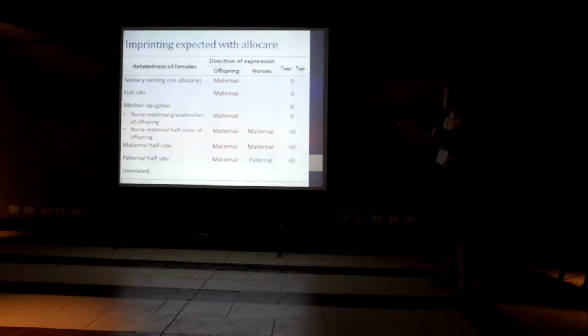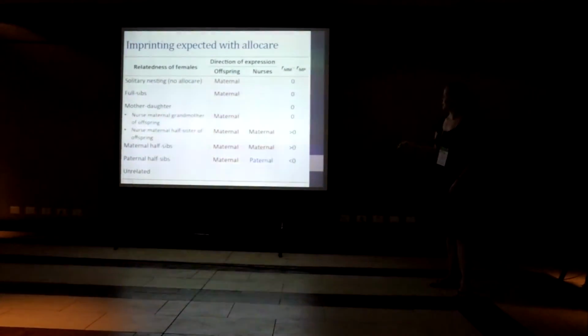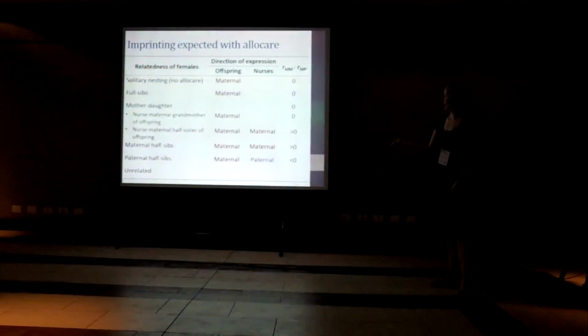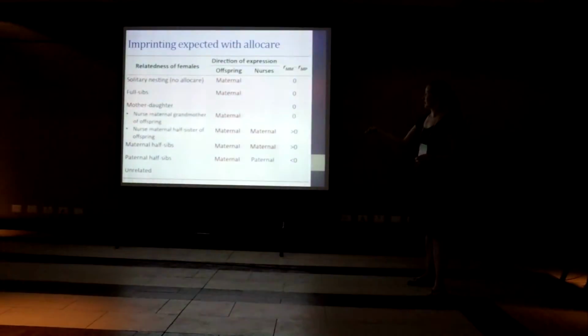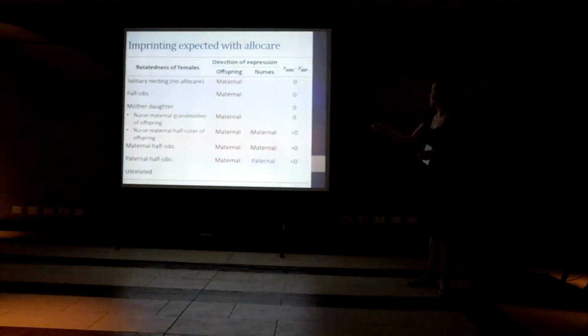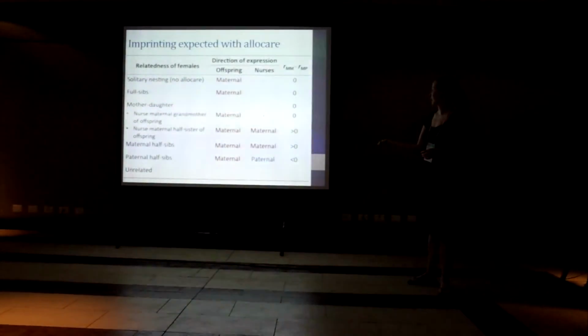And I've then shown the direction of expression that we expect will evolve in offspring and in nurses under each of these scenarios. So you can see here in the offspring, in all of these situations except the unrelated case, we expect maternal expression in the offspring, and this is because in all of these cases I've chosen cases where the other females are related to the offspring's mother, and so the offspring has always got a higher relatedness through its maternal allele to these females than through its paternal allele.